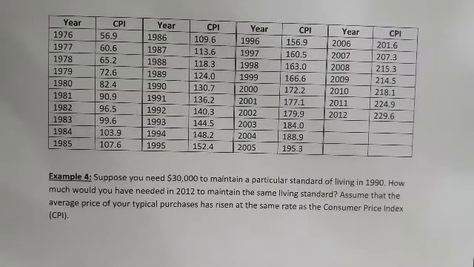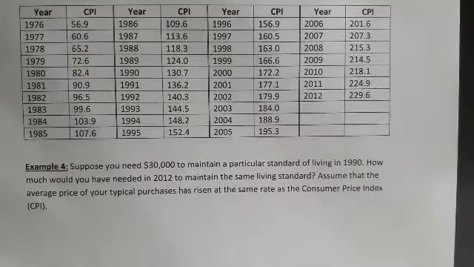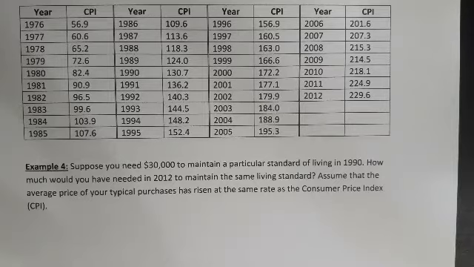Here we have the year, and here we have the CPI calculated. Full disclaimer, these may not be the same as what is in your book. It might be slightly different, but we can still work with this. So suppose you need 30,000 to maintain a particular standard of living in 1990. How much would you have needed in 2012 to maintain the same standard of living? Assume that the average price of your typical purchase has risen at the same rate as the CPI.